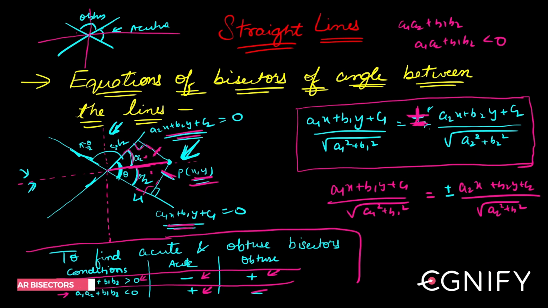So this is a result. Once again, we're not deriving how this result has come. It has a linear derivation, but all that you need to know is to remember this result, because a lot of times this result directly is useful. So with this, we complete the topic of equations of bisectors and the angle between the lines. Let's move on to the next subtopic.